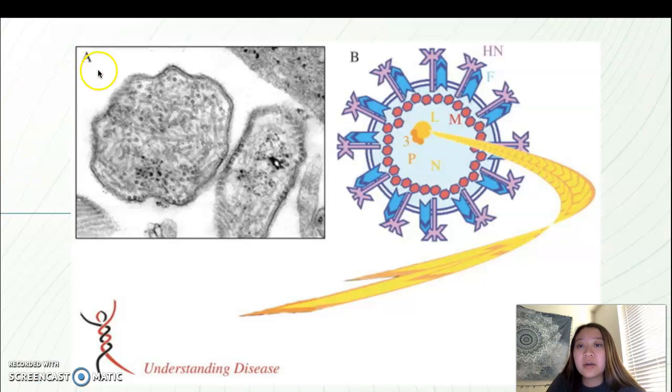So if you look here on the left in image A, this is the electron micrograph of the Paramyxoviridae, and on the right side is a schematic drawing of the particle. Here is the HN and the F glycoprotein, and it also has viral attachment proteins and the fusion protein.